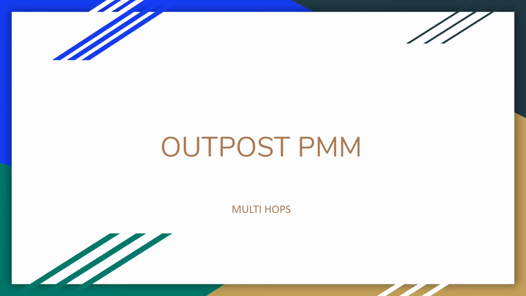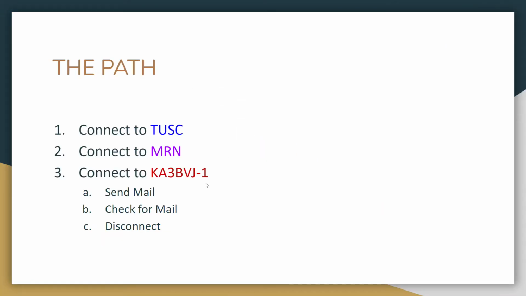So using Outpost to connect to a personal mailbox by line of sight or within earshot is real easy to set up. Connecting to your buddy's mailbox that's multiple hops away, in other words, more than one node away, is a little bit more complicated to set up, but once you understand what's happening in the background, it's really easy. As an example, I want to connect to my friend Dennis and just send him a message.